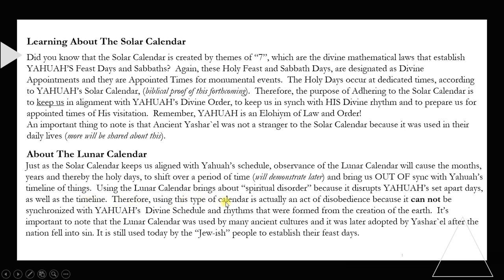Therefore, using this type of calendar is actually an act of disobedience because it cannot be synchronized with Yahuwah's divine schedule and rhythms that were formed from the creation of the earth. Back in Genesis is when we saw this. It's important to note that the lunar calendar was used by many ancient cultures, and it was later adopted by Yasharel after the nation fell into sin. And it is still used today by the Jewish people to establish their feast days. Think about that.